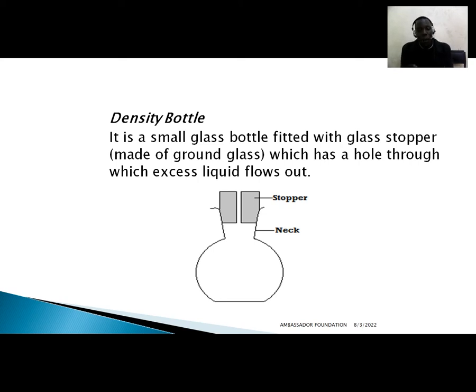So now, I'm going to take you slowly. First of all, starting with how can we handle the density bottle? How do we use the density bottle to find the densities? Please follow this. As you can see, it's a small bottle with a small opening, with a stopper, and with a neck. The neck is meant to be handled, and I'll tell you why. Then this hole allows excess liquid to get out.